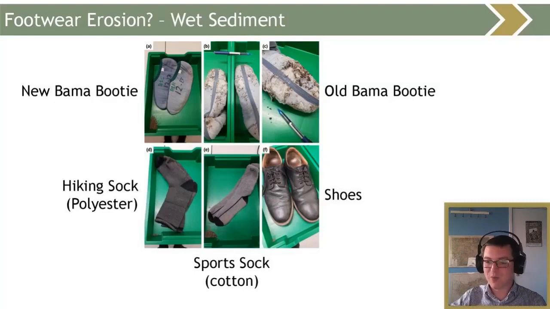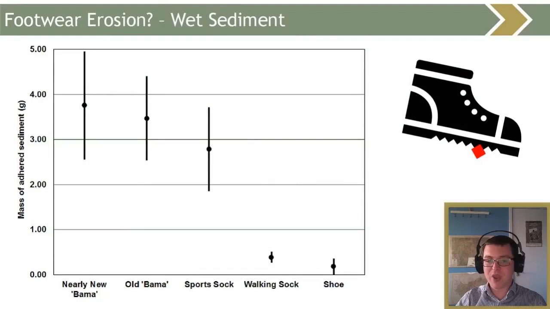Well, here, ladies and gentlemen, are the results. Unfortunately, the nearly new Bama booty was in fact the worst. It transported lots and lots of sediment, nearly 4 grams per foot, and then followed by the old Bama booty, the sports sock, and what was best was the walking sock, followed by the shoe.